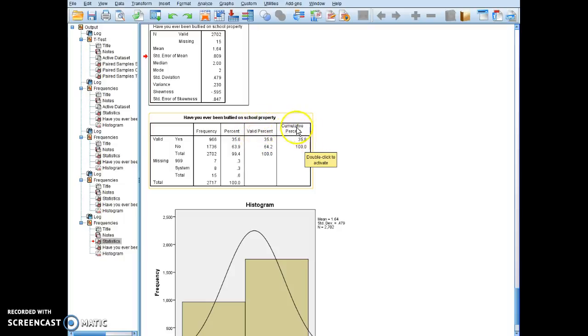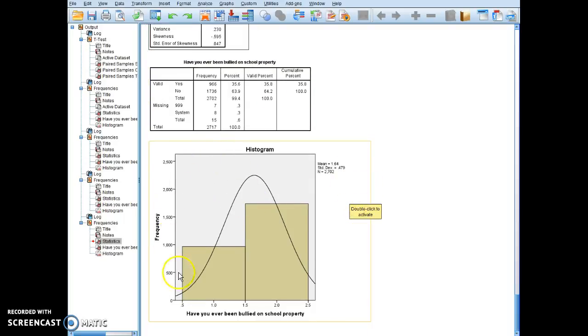And then the cumulative percentage is the percentage that keeps adding up as we go further down the row. The number of students who answered that they have not been bullied on school property is 1,736, and the valid percentage for the same is 64.2%.